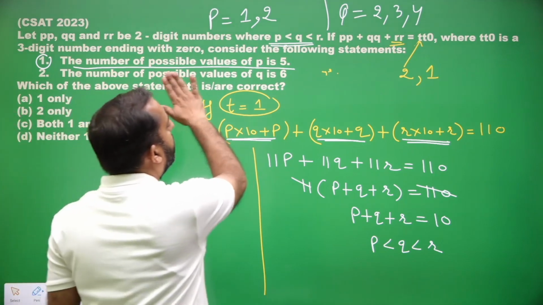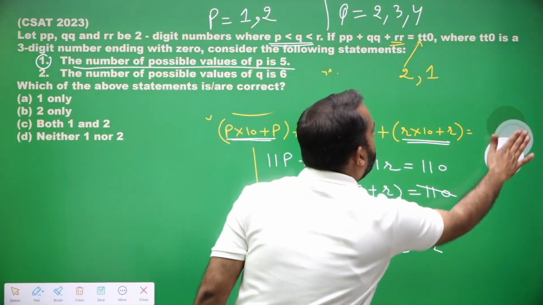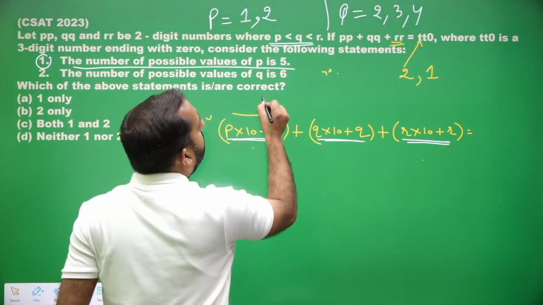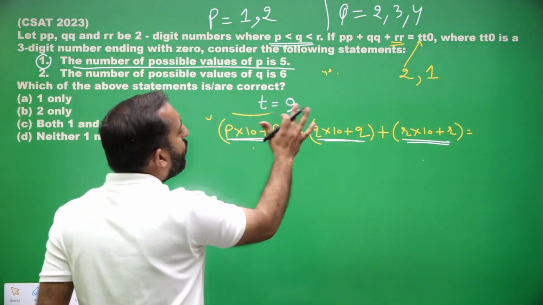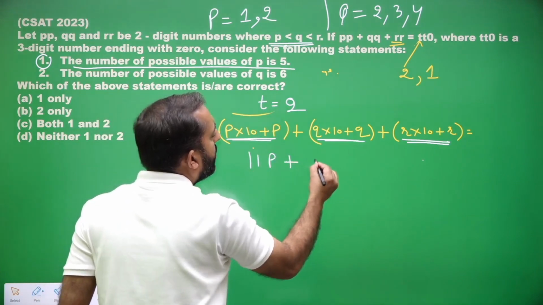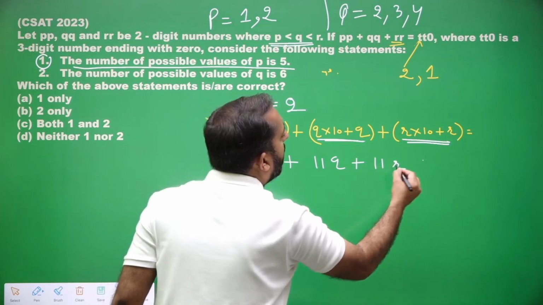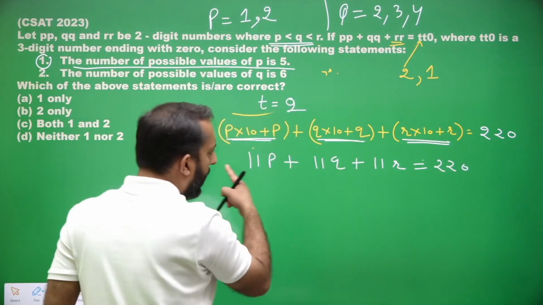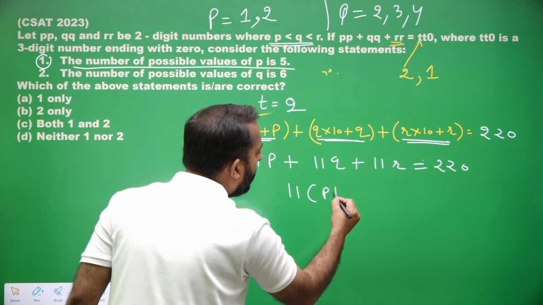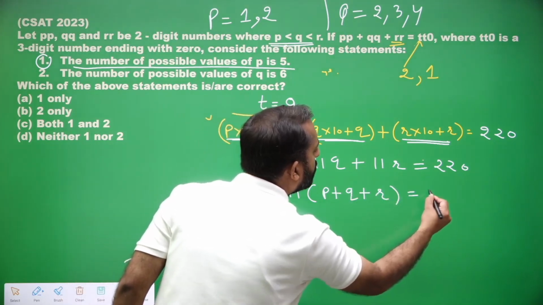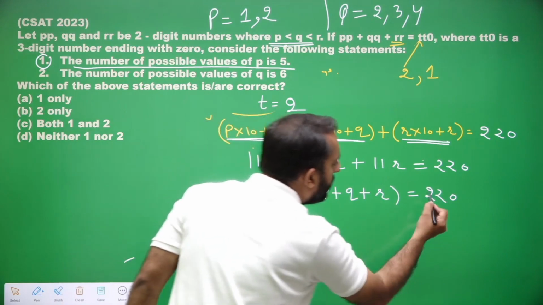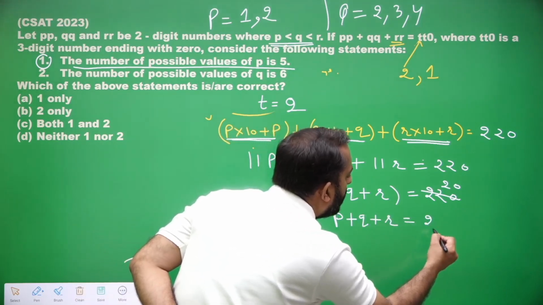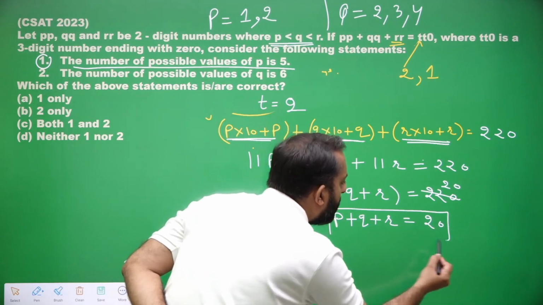Now, what if T was equal to 2? If T was equal to 2, then 11P plus 11Q plus 11R will be equal to 220. If I add them, it becomes 11 into (P plus Q plus R) is equal to 220. If I solve this further, P plus Q plus R is 20.